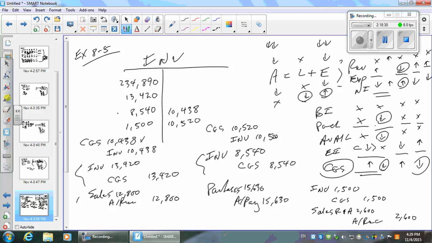Do this first. What is the balance in the inventory? Right? 234,890 plus 13,420 plus 8,540 plus 1,500 less 10,438 less 10,520. Isn't this a fun problem? 237,392. Anybody else get that? Yeah. Okay, great. Good deal.